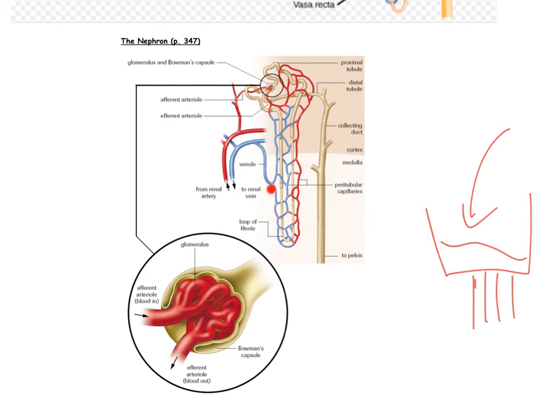The capillary network is referred to, as would make sense, as peritubular capillaries. Peri meaning, think perimeter, surrounding. So peritubular capillaries are surrounding these tubular structures called the nephron. And that is pretty much it. Let's write some stuff down.